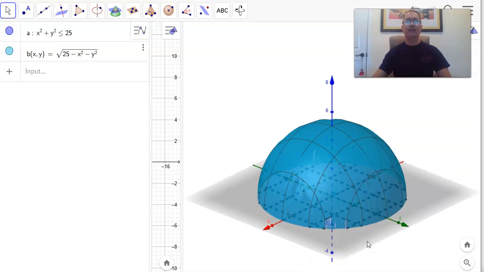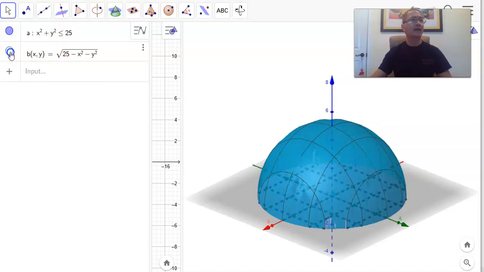Well, this should not be a surprise to you because we do this in algebra as well, in pre-calc. If you have x squared plus y squared equals 25, for example, let's forget about z. If you solve for y, you will get the square root of 25 minus x squared. That will be the upper half of a circle.